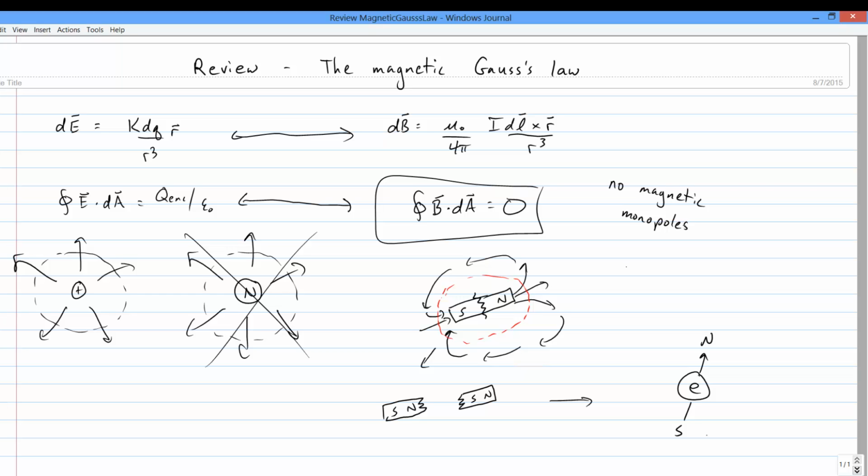There is, however, another law that doesn't look exactly like Gauss's law, but does let us solve for the same kinds of things as Gauss's law does. We call that law Ampere's law, and we'll return to it another day.